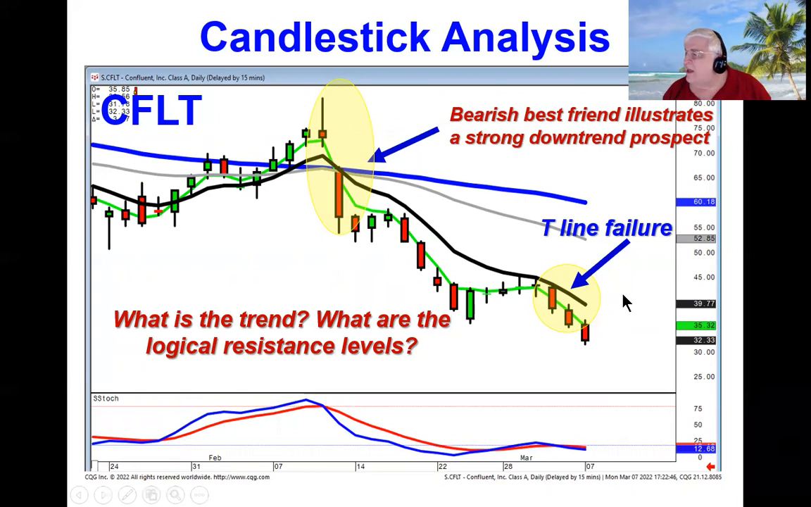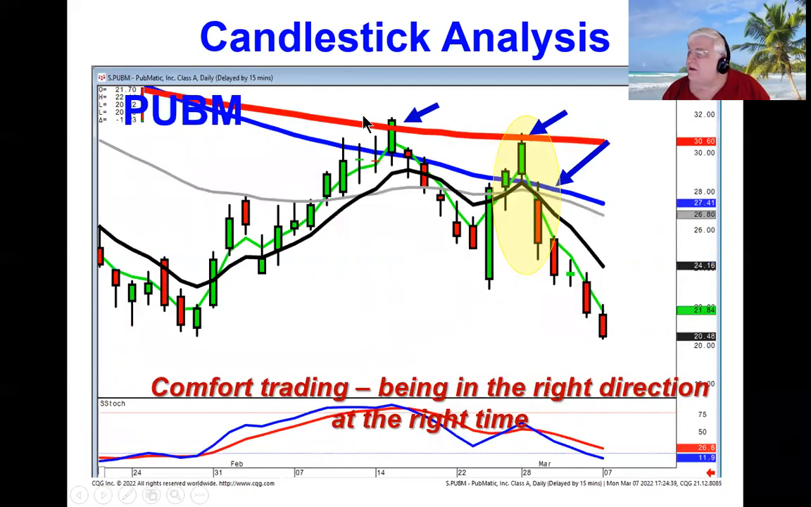So we've got the T line, which works very effectively. It even works more effectively when you see a candlestick sell signal. Look at your bearish flutter kicker signal, failure at the 200. There's your bearish kicker signal, failure at the 200, a close below the T line.